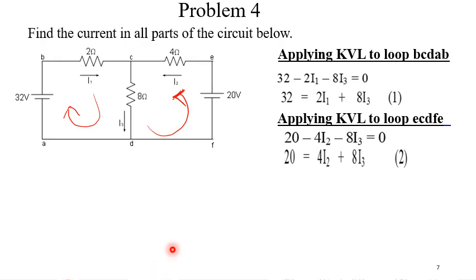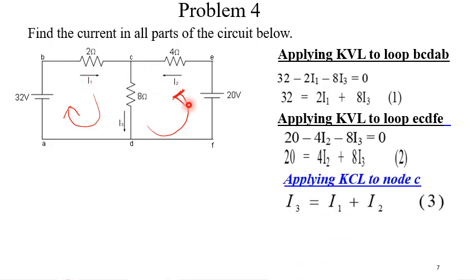After writing them like this, realize that we have our two equations, but there is one thing left. We have to apply KCL at node C. So applying KCL at node C, KCL says the sum of currents entering is equal to the sum of currents leaving. So we see that I1 is entering node C, I2 is entering node C, and I3 is leaving. So we can say I3 is equal to I1 plus I2. So when we apply KCL at node C, this is what we get.